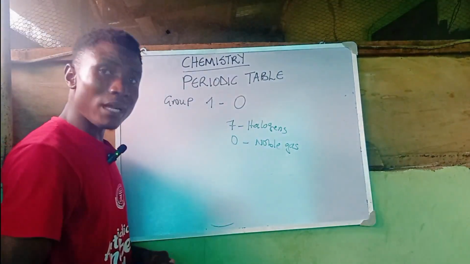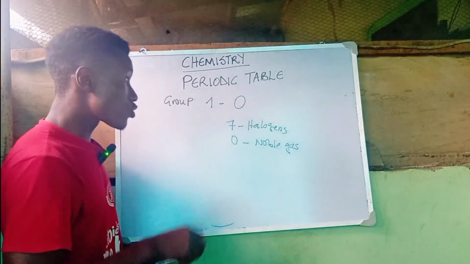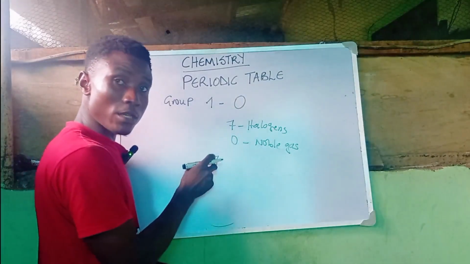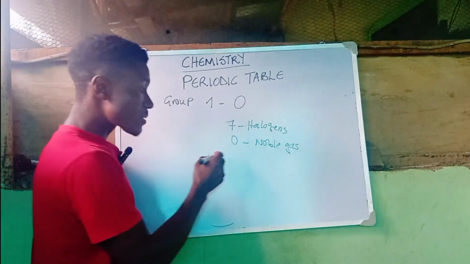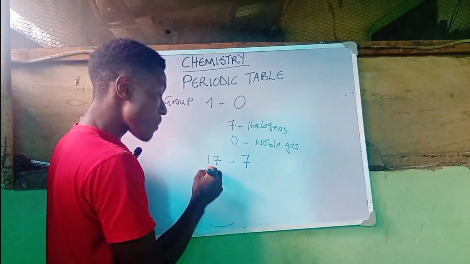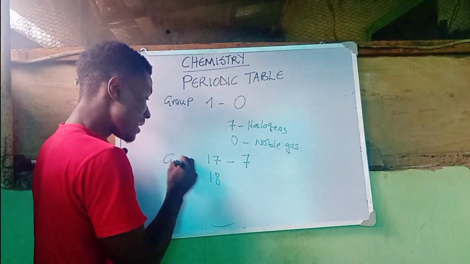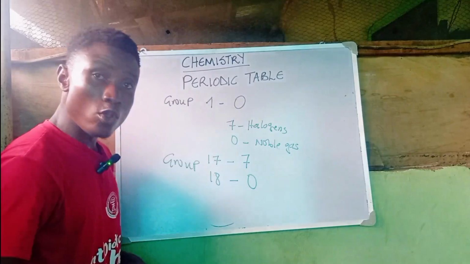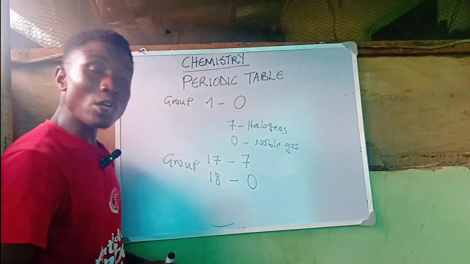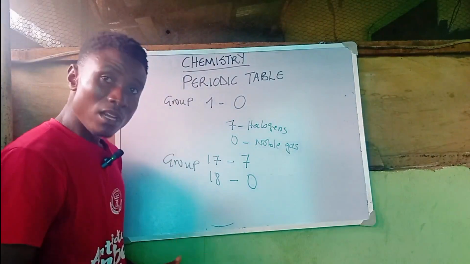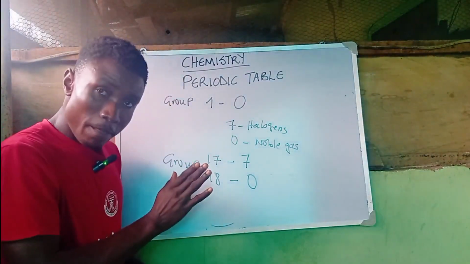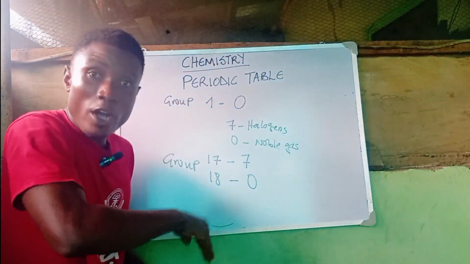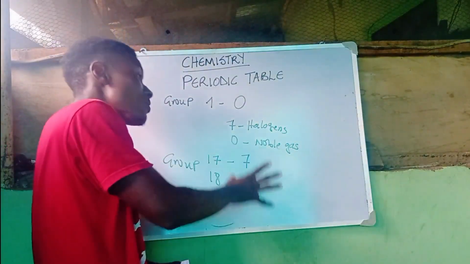Now the truth of the matter is that we have group 17, right? People say it's group 18, right? Group 17 is still group 7, and group 18 is still the noble gases, which is group 0. But there is just a change of name, but it is still what it is. So that is just how it is.